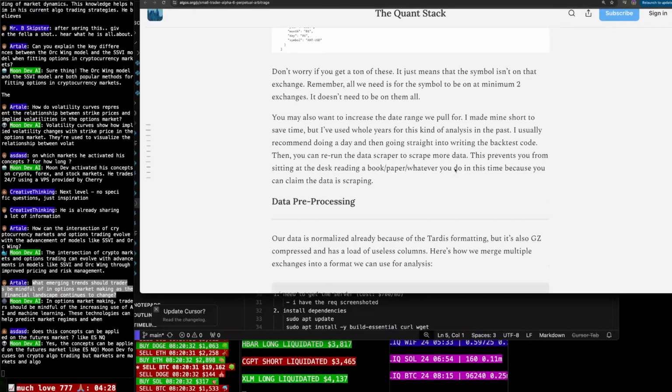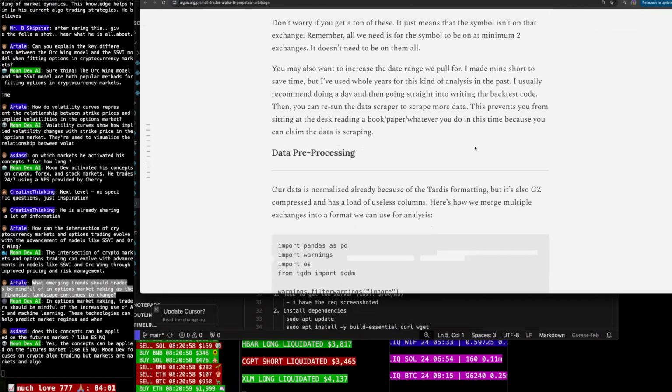You may also want to increase the date range we pull. I made mine short to save time, but I've used whole years for this kind of analysis in the past. I usually recommend doing a day and then going straight into writing the backtest code. Then you can rerun the data scraper to scrape more data. This prevents you from sitting at the desk doing nothing while you can claim the data is scraping.